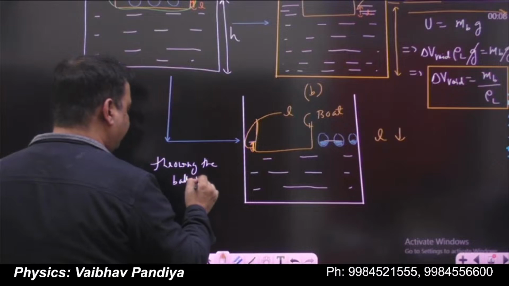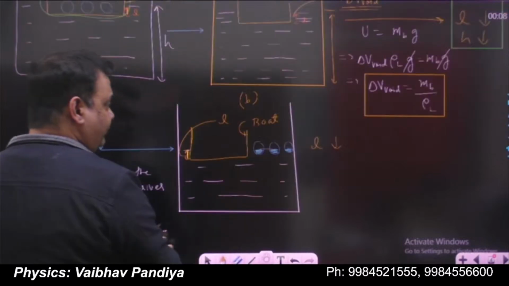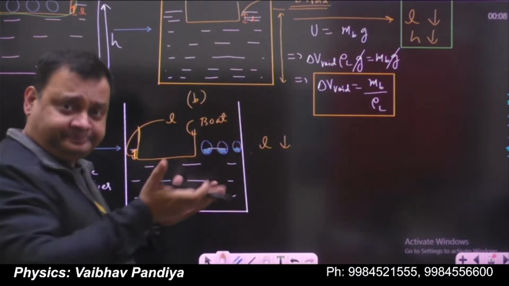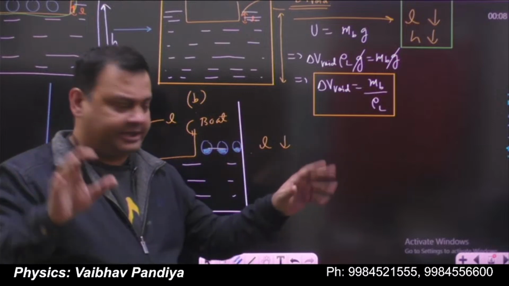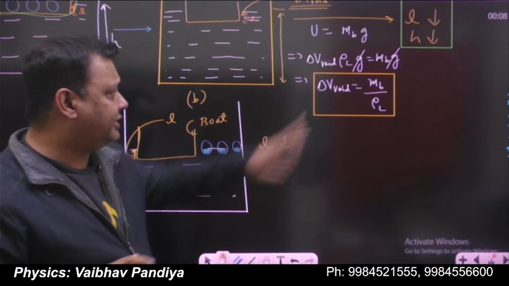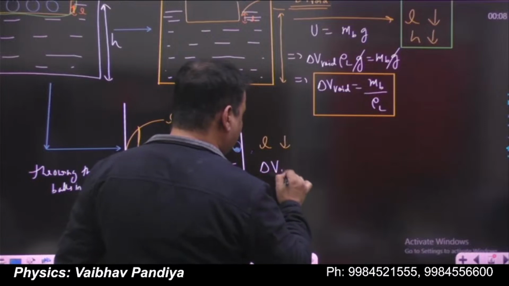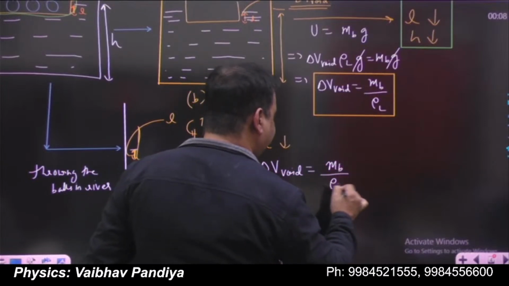in the same river. Okay, so L will decrease. Now, because of the lifting up of the boat, there will be some empty volume created that we already calculated in part A. That empty volume, the void, is the mass of the balls divided by the density of the liquid.